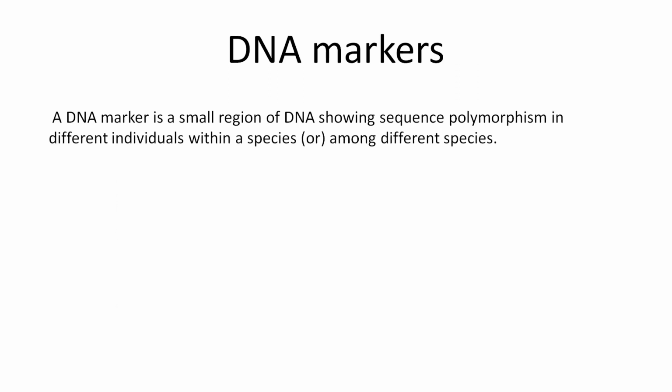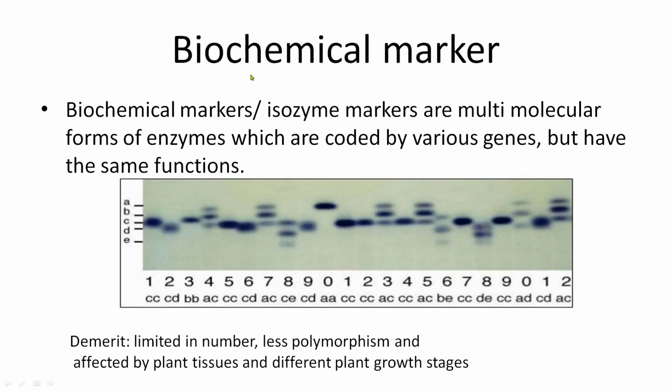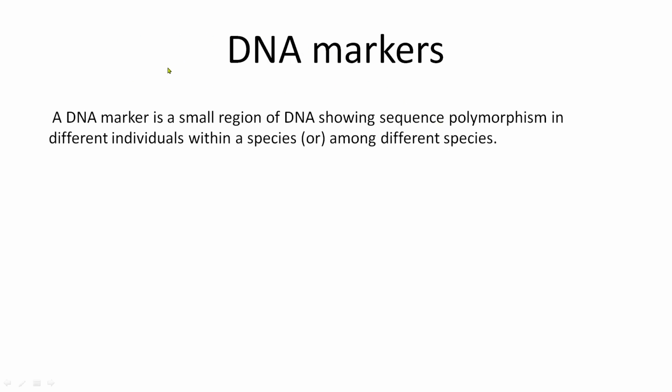Next one is the DNA marker. This is another broad category of genetic marker and is very essential for marker assisted selection. The word molecular marker directly correlates with DNA markers, though it could also consider biochemical markers, because biochemical markers consider protein, which is a part of the molecule. In some books molecular markers are classified as biochemical markers and DNA markers, but the term molecular marker is directly correlated with DNA markers. And what is a DNA marker?